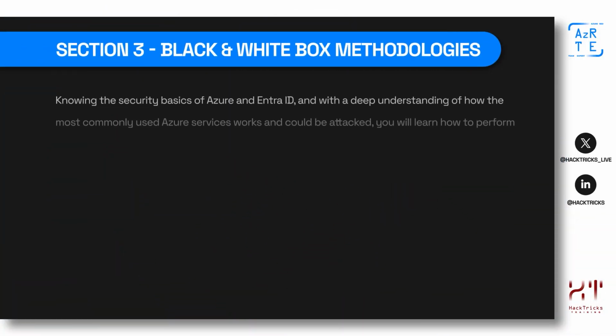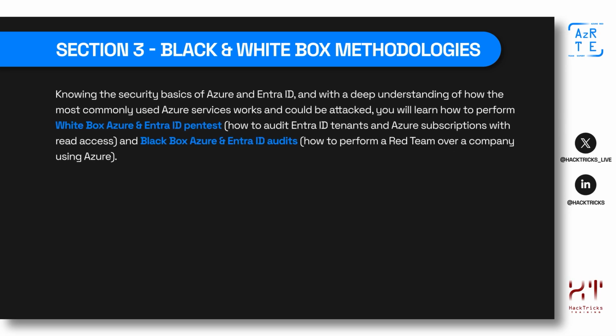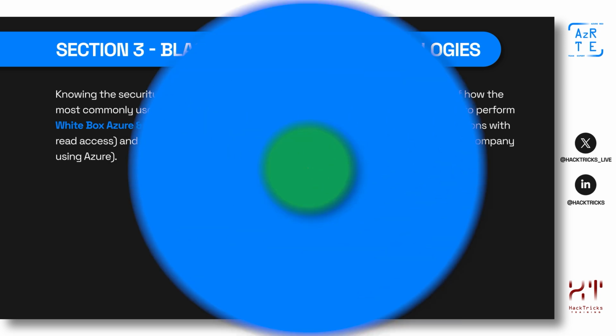Moving on to the third section, this is black and white box methodologies. Knowing the security basics of Azure and Entra ID, and with a deep understanding of how the most commonly used Azure services work and could be attacked, you will learn how to perform white box Azure and Entra ID pentest, so how to audit Entra ID tenants and Azure subscriptions with read access, and also how to perform black box Azure and Entra ID audits, so how to perform a red team over a company that is actually using Azure and of course Entra ID.